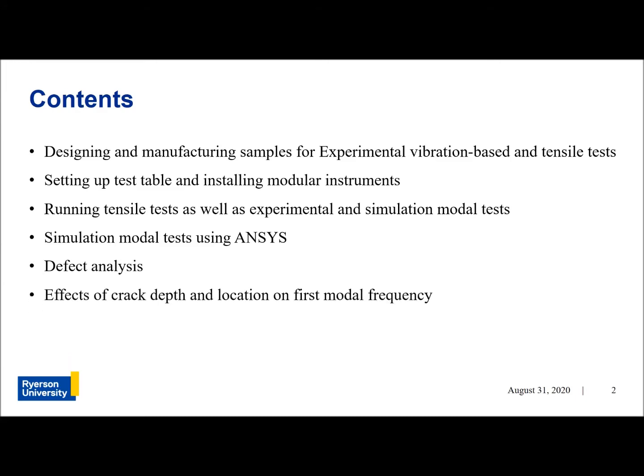Crack was the type of defect which was studied in this research. And at last, we'll have graphs and tables representing the effect of crack size and location on the fundamental frequency of 3D printed PLA beam specimens.